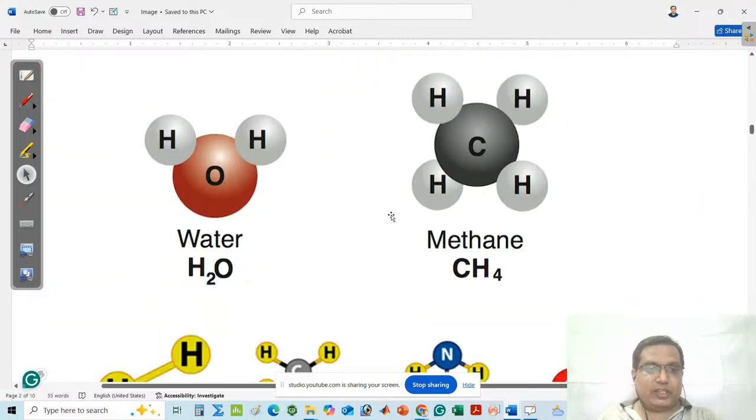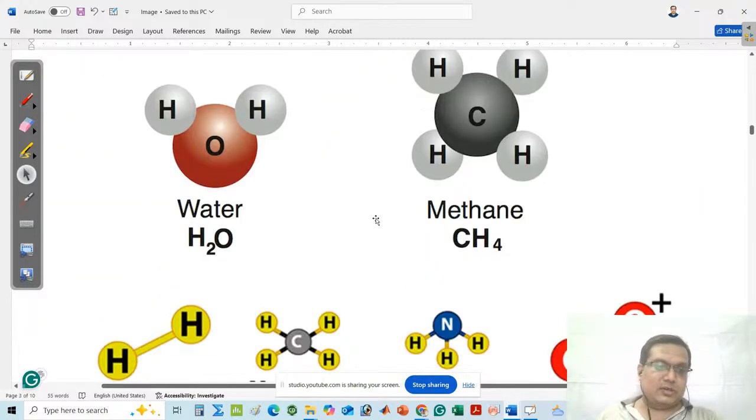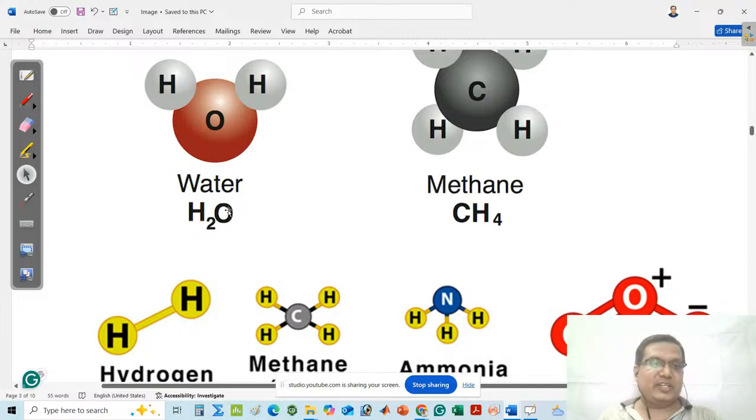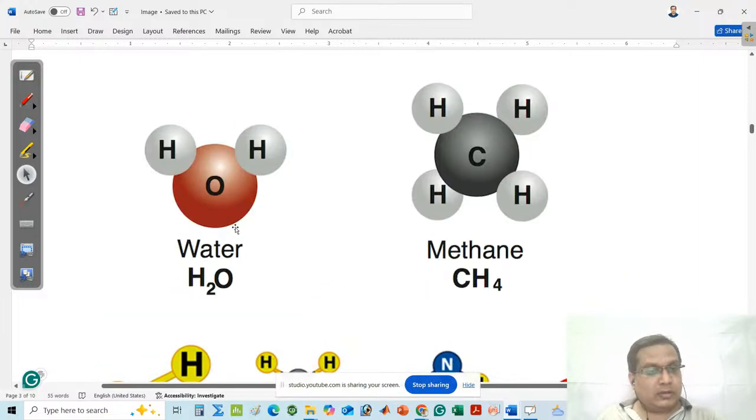Next, if you think about these molecules, look at that here. Different atoms are present. In case of water, two types of atom are present. One is hydrogen, another is oxygen. But the total number of atoms is three. Here we can say that different types of atoms are used for the formation of this molecule. Like that, you can think about methane. Here, two types of atom are present, but the number of atoms is five.